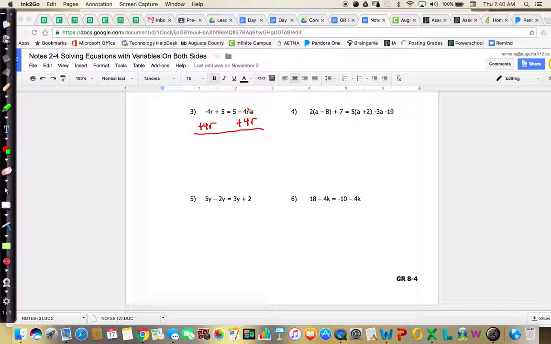Okay, so those will cancel and equal 0. These cancel and equal 0. And we notice 5 equals 5. So once again, both sides equal each other, so we call this infinite solutions. Now, some people are like, well, those don't look alike.